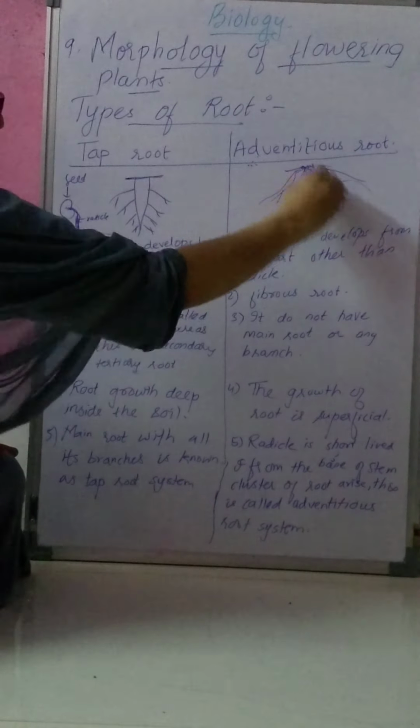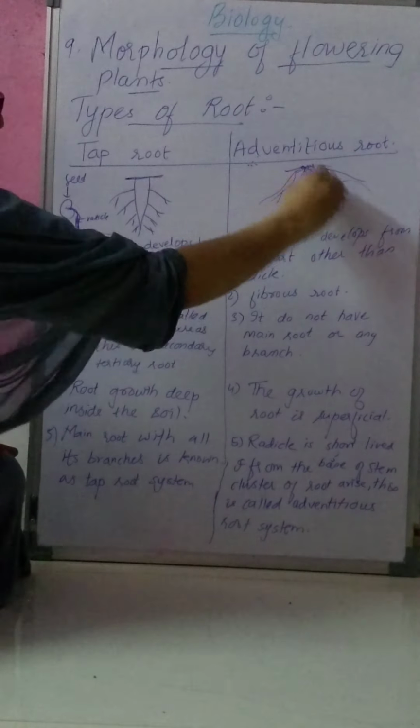Why is it known as adventitious root system? Because here the life of the radical is very short, and the root arises from the base of the stem. Okay, you can see this is the base of the stem. This is the soil part, and here is the base of this. From the base of the stem, you can see a cluster of roots arises. As a cluster of roots arises from the base of the stem, this type of system is known as adventitious root system.